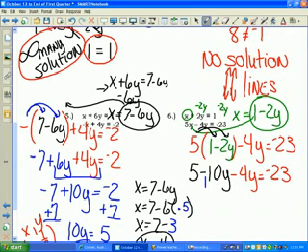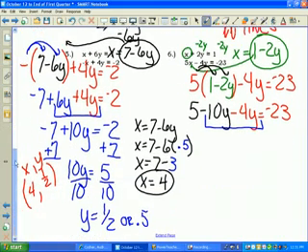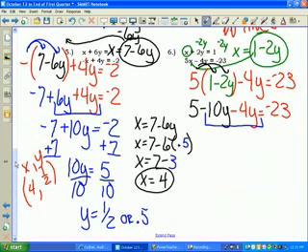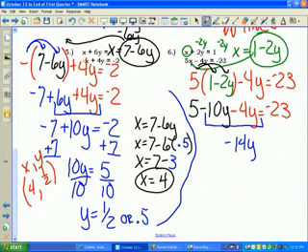So as you can see right here, I have like terms. So let's combine. So I'll combine them. I should get a negative 14y. Bring down my 5. Bring down my equals negative 23. So since I'm solving for y, that means I'm subtracting 5 on both sides.